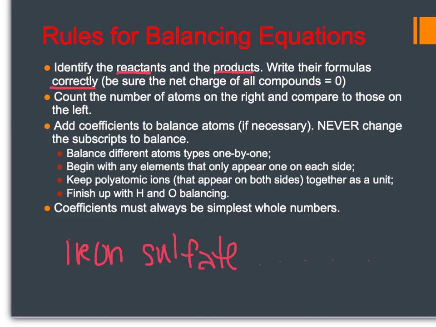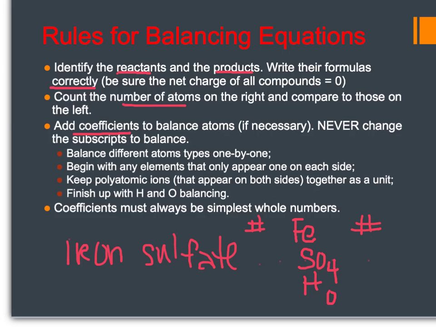Then you count the number of atoms on the left and the number of atoms on the right. I like to make a list. So if I'm dealing with, we'll say, iron sulfate and water, I make a list: iron, sulfate, looks like this. Water has H and O. And then I just count how many are on the left and how many are on the right. And then I can adjust as I need to. And we'll do lots of these in class for practice. Then you add coefficients as necessary to balance. If they're already balanced, then don't add any coefficients.